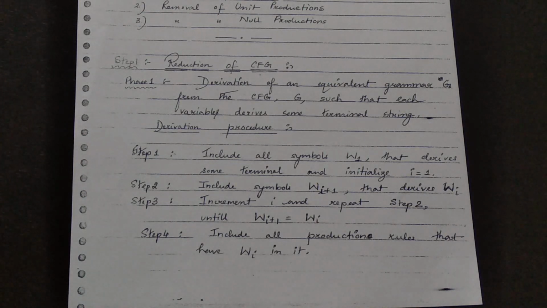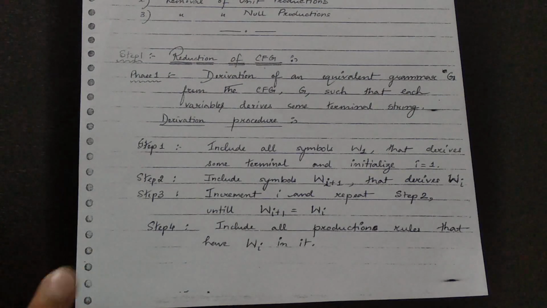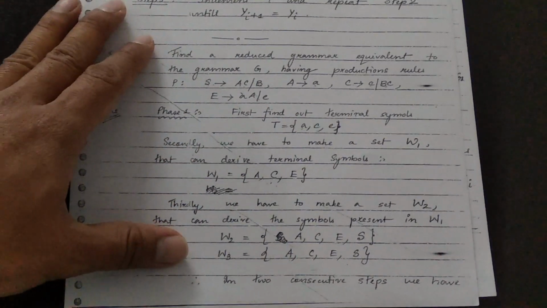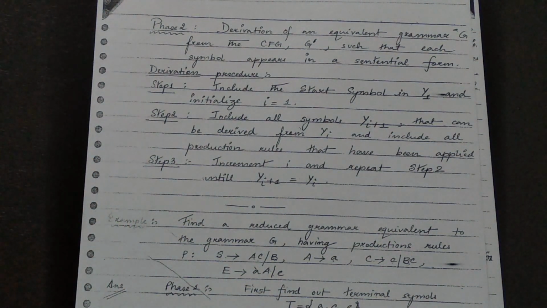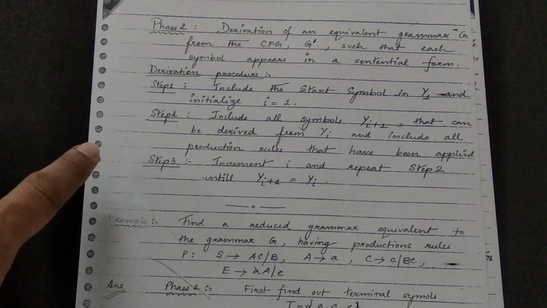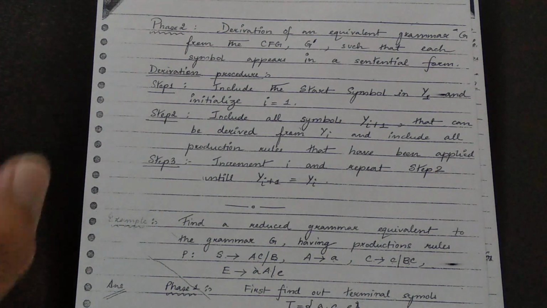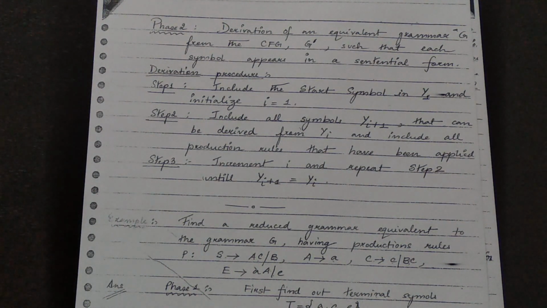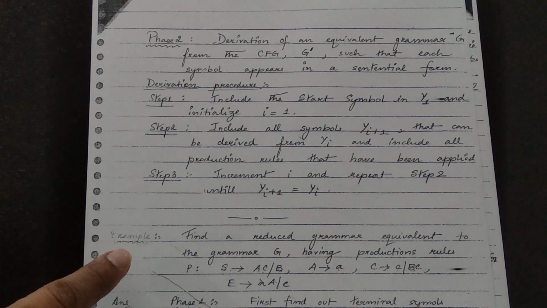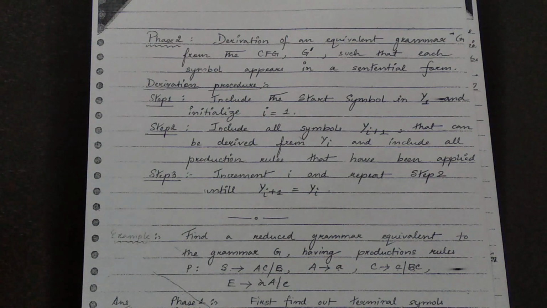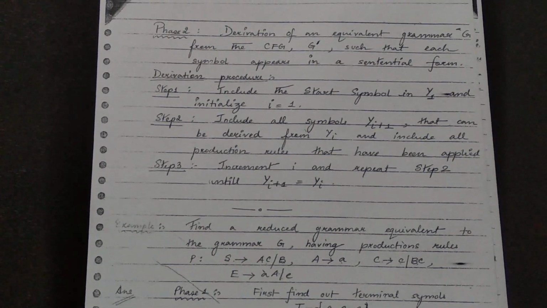Now let us move to phase number 2, which says again we have to derive an equivalent grammar based on phase number 1 by certain steps. These are the three steps. Again, you can pause the video and note them down, but we will directly jump to an example where you can learn how this process goes on. You can check the example mentioned below: find a reduced grammar equivalent to the grammar G having the following production rules. I won't be dictating this; we will directly jump to the numerical.